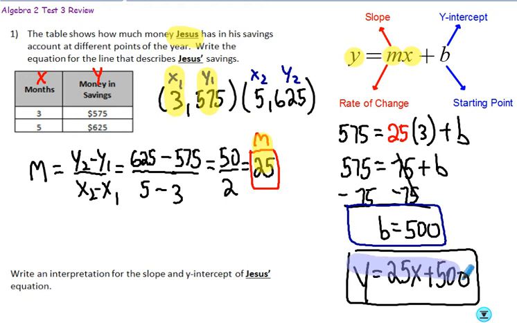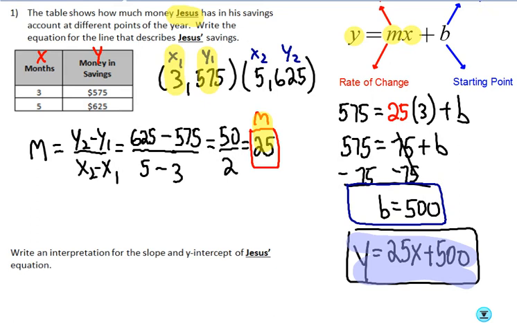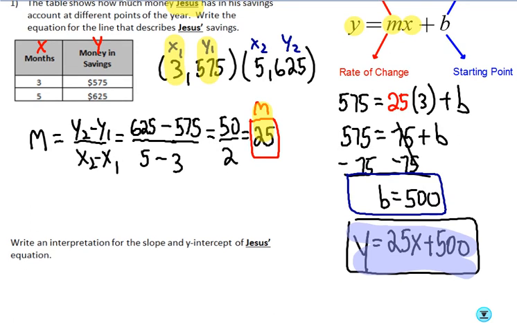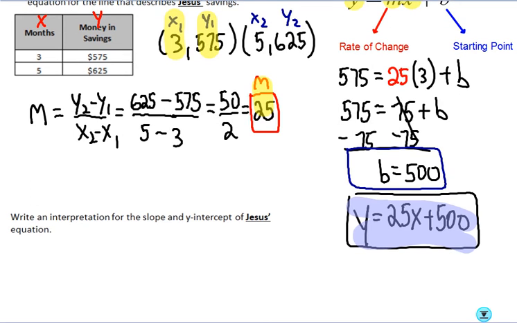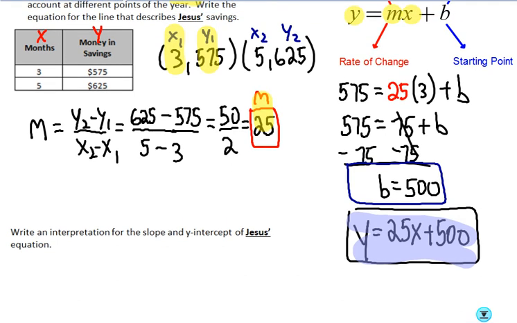Now let's kind of interpret the next part of this. It says write an interpretation for the slope and y-intercept. So we've come up with the numbers, but it's important that we can do the math, but it's also important that we're able to interpret what that actually means. So again, the m represents the rate of change, how it's changing. The b represents the starting point. So if I have a y-intercept of 500, that means that he opened his account.